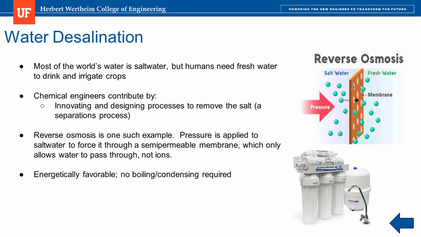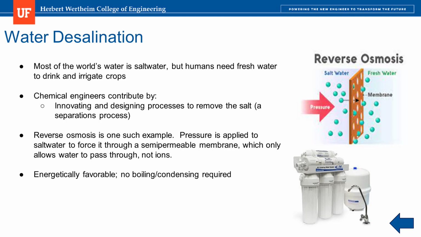Reverse osmosis is very energy efficient compared to other processes like distillation, which require energy to boil and condense the water. Reverse osmosis began as a way to produce fresh drinking water on ships, but today you may be interested to know that you can buy a reverse osmosis system to purify your home drinking water.